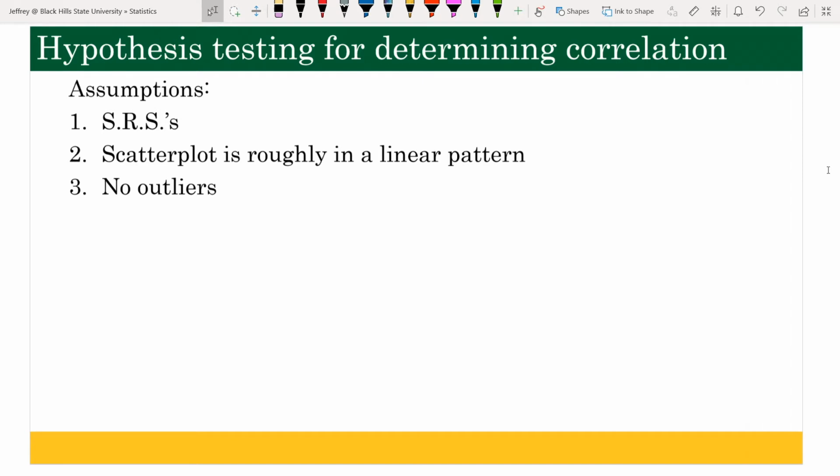So this is going to use some simple random samples. We need to make sure the scatter plot does follow a linear pattern. Sometimes you can have a really big R value, but the points do not line up in a straight line. And of course, we need to make sure that there are, in fact, no outliers.